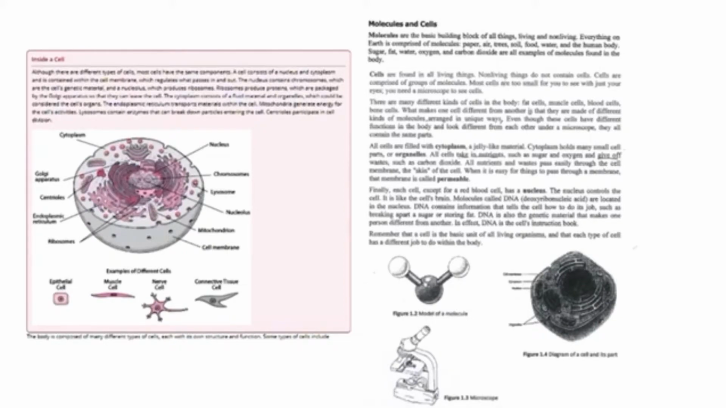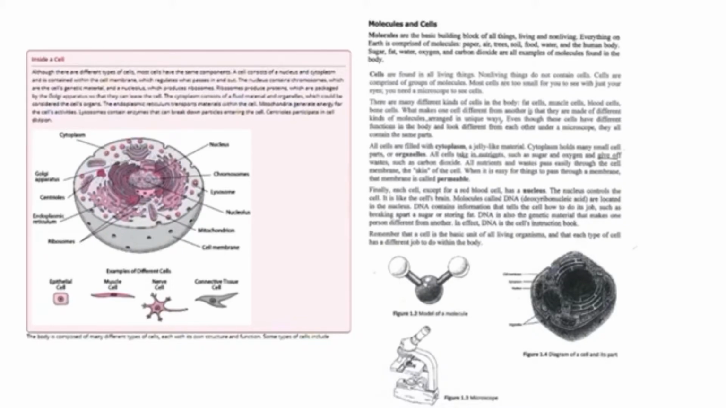Cells are comprised of groups of molecules. Most cells are too small for you to see with just your eyes. You need a microscope to see cells. There are many different kinds of cells in the body: fat cells, muscle cells, blood cells, bone cells. What makes one cell different from another is that they are made of different kinds of molecules arranged in a unique way. Even though these cells have different functions in the body and look different from each other under a microscope, they all contain the same parts.